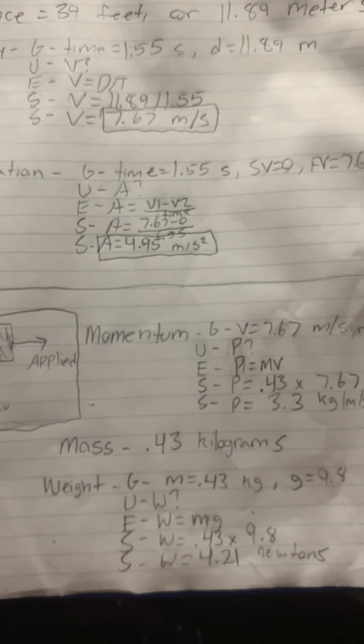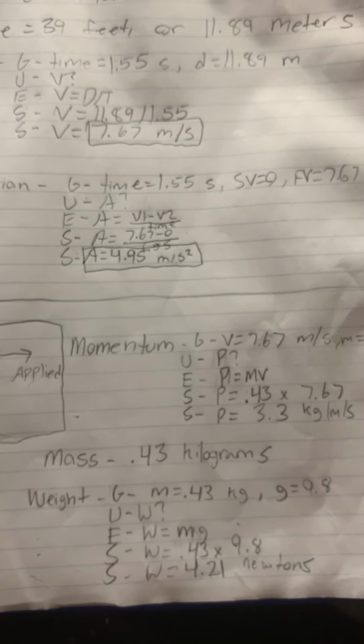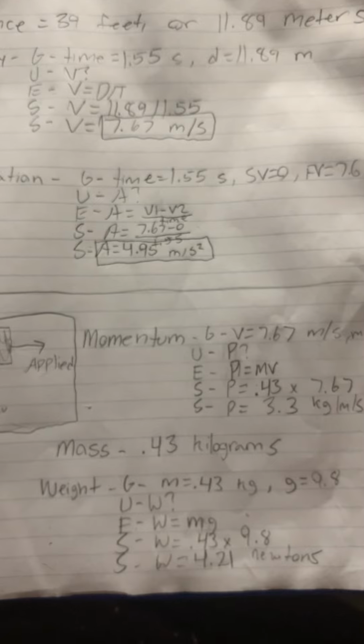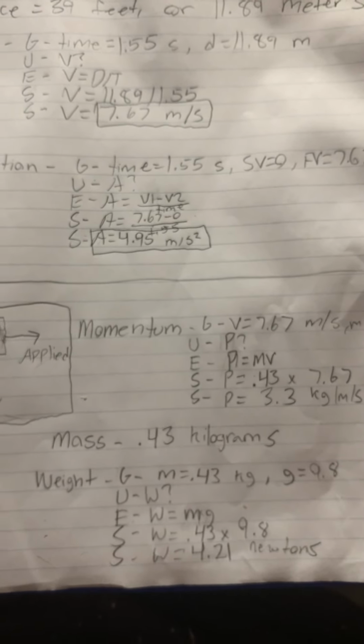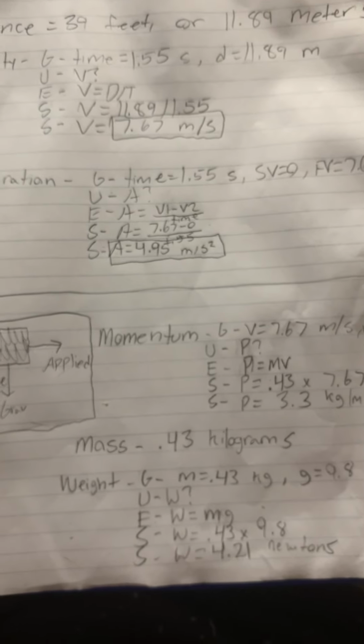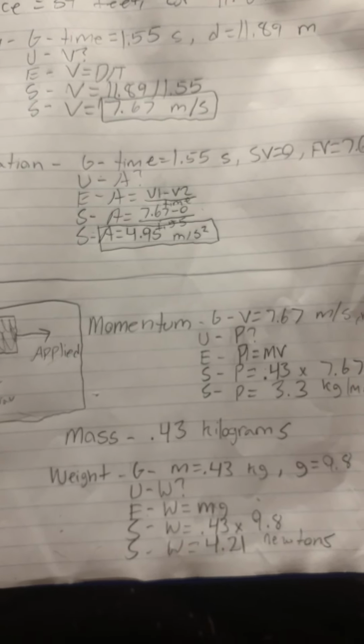Once I had the distance and the time, I could then find the velocity. To find that, I used the equation velocity equals distance divided by time. So I did 11.89, which was my distance, and divided that by 1.55, which was my time, and got 7.67 meters per second as my total velocity.